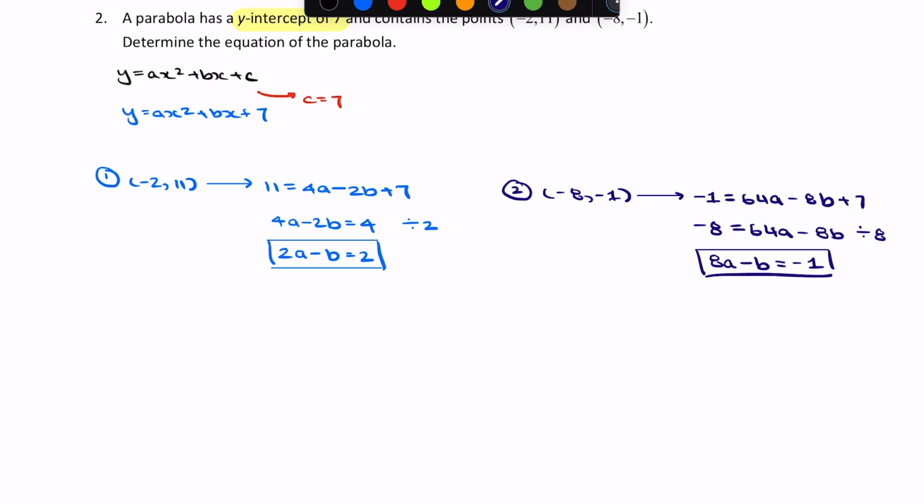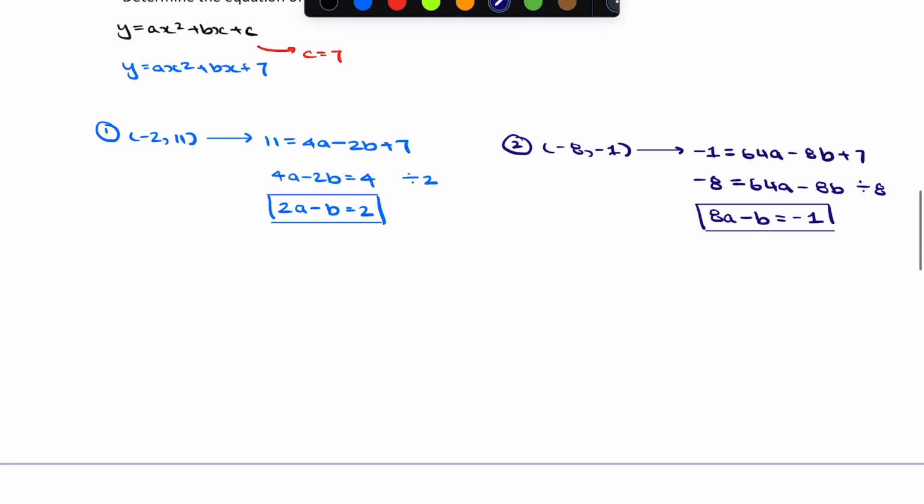Two equations, two unknowns. Again, substitution or elimination. Here, we'll use elimination. So here we'll take equation 1, which is 2a minus b is equal to 2. And we'll take equation 2, which is 8a minus b is equal to negative 1.